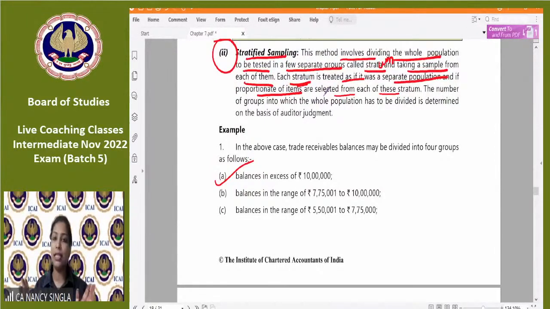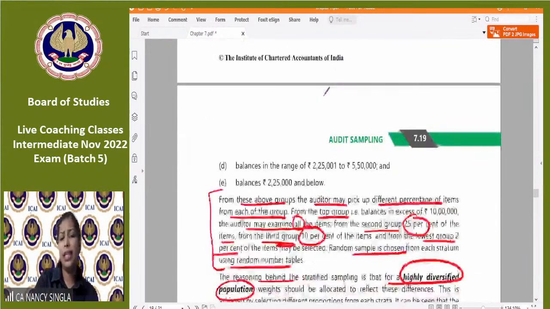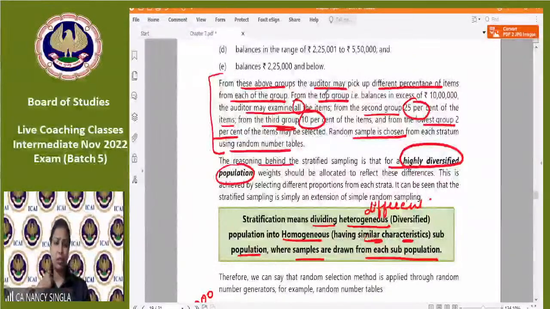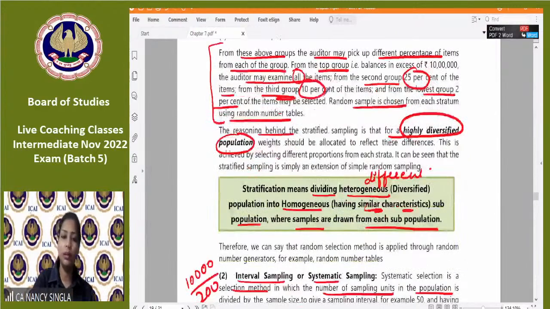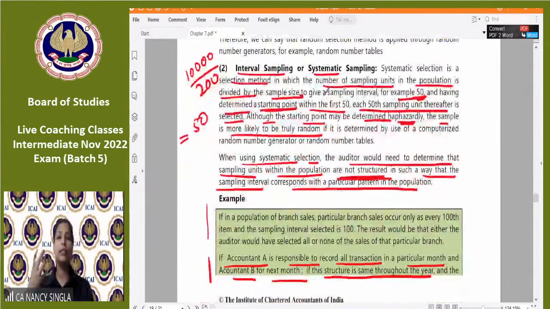Divide it into groups, that is subpopulation or stratum. Each unit of the stratum, which is strata, selected, and you may assign weightage also. Like with respect to higher value item, you are going to check 100% of all those items, 25% for the next group, 10% for the next group, and 2% for the lowest group. ठीक है. तो ये highly diversified के लिए है. Very important. True false में आ सकता है. That simple random is preferable for homogeneous population, which is incorrect.